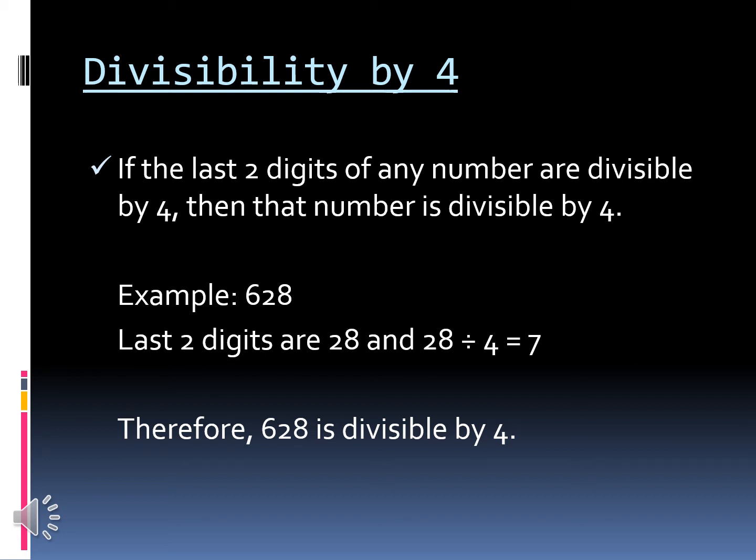If it happens that we get some remainder and the number is not completely divisible, meaning the last 2 digits are not completely divisible by 4, then the complete number will also not be divisible by 4. So all these divisibility rules of 2, 3, 4 and more we will learn later on. All these divisibility rules are valid for the smaller numbers and for the large numbers also.